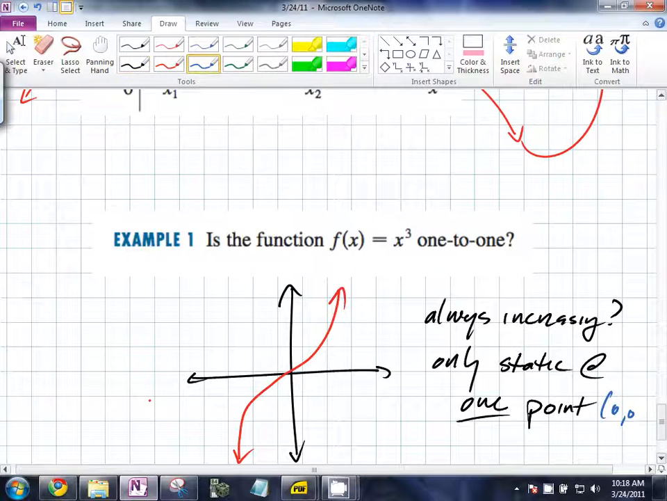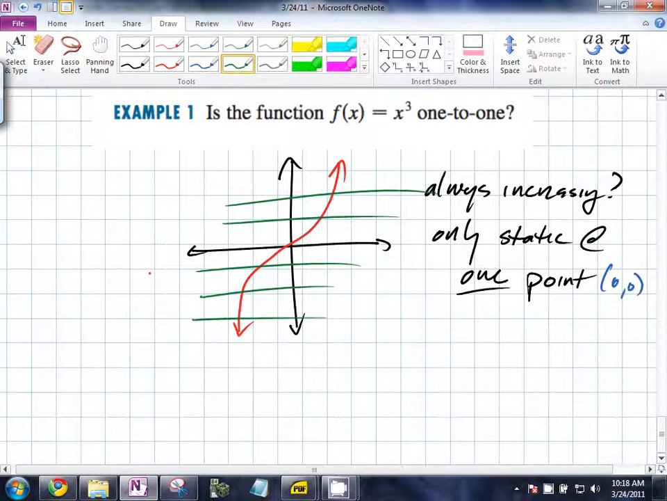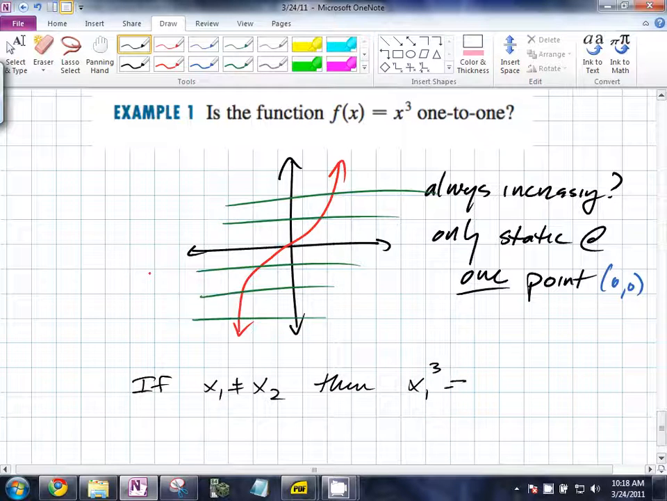Yeah, the way you could say that mathematically is, you can say this: if x1 does not equal x2, then x1 cubed does not equal x2 cubed. You could say it like that, and that's enough because I will believe you. That is mathematically sound at this point in your math career. In calculus, you will be able to prove that this is always increasing. Not quite there yet. Let's go to another example.